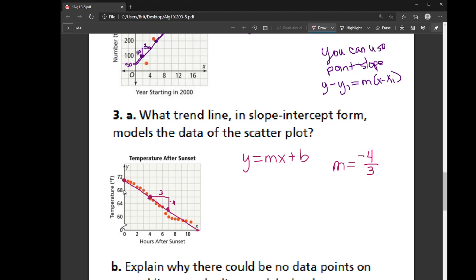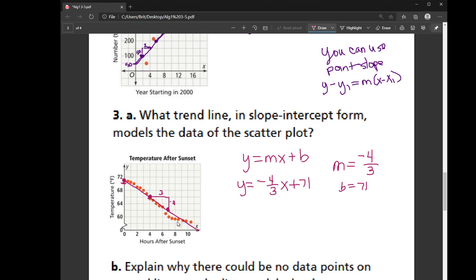Now my y-intercept is a little harder to see, isn't it? If each of these is worth 2, that would put this one at 70, so I'd say that my y-intercept is about 71. So it looks like my trend line would be y equals negative 4/3 x plus 71. And notice that the negative slope matches the negative correlation, which is kind of nice.